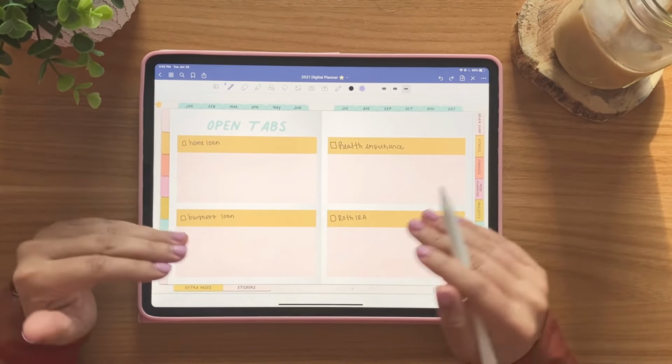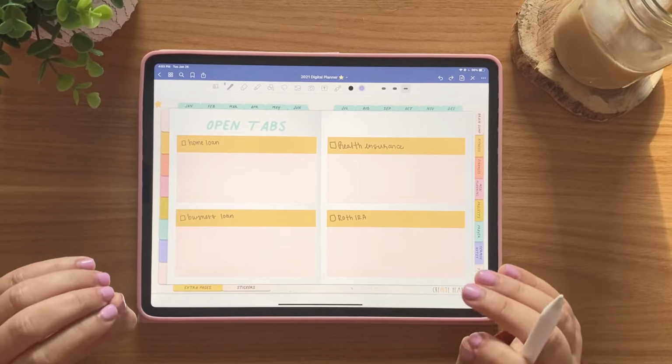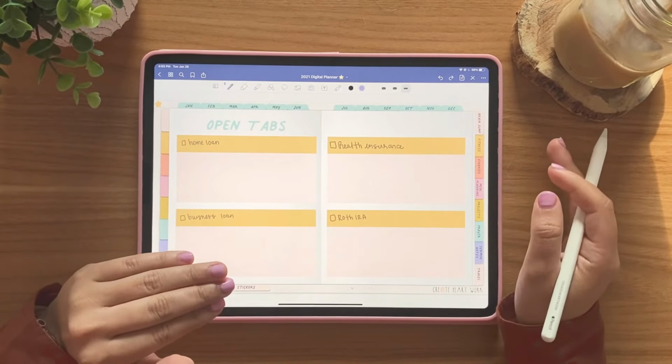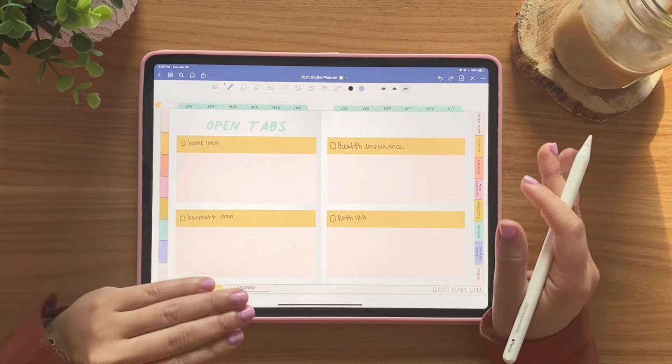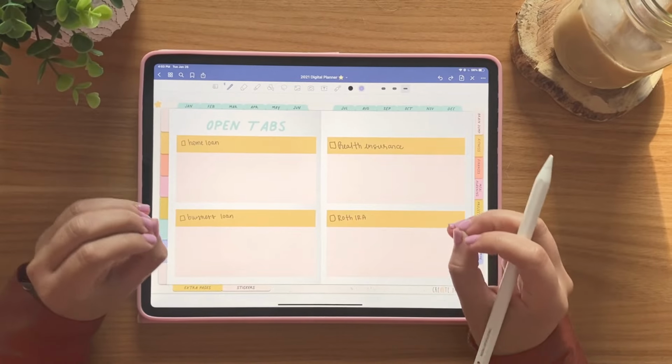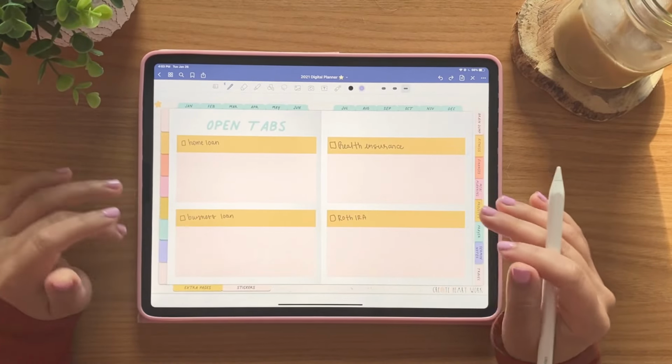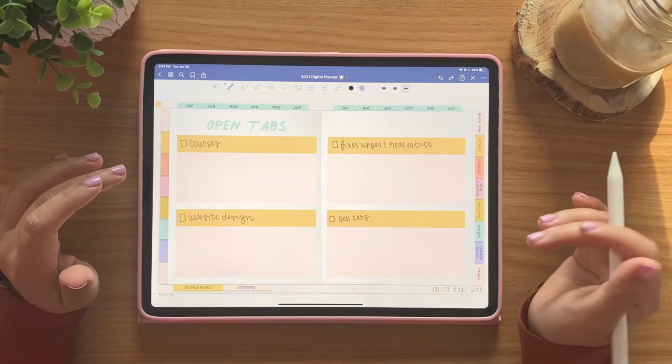So the point of the open tabs is to get those ideas onto paper, and it's different from brain dump because brain dump is everything. Open tabs are big projects that are in your head taking up a lot of space.